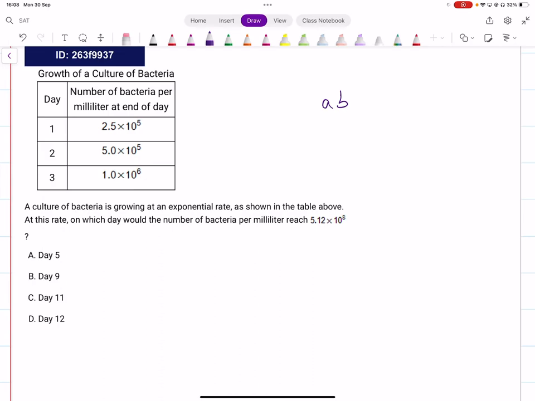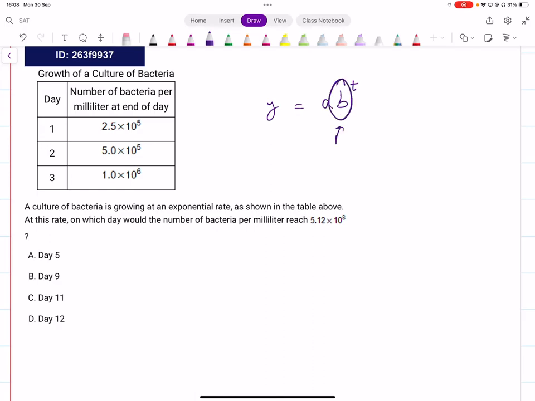A, B raised to power x, right? Now, the variable in this case is day, right? The number of days. So we can say AB raised to power t. Instead of x, we can represent time by the variable t. The function is going to look like this.